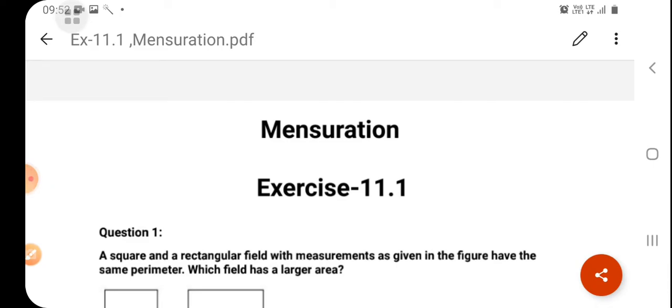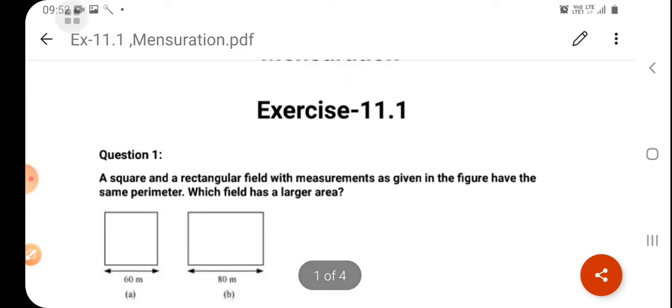Our 11th chapter is based on mensuration. Mensuration means measurement of the different areas and volumes of figures like squares, rectangles, trapezium. So we have to apply the formulas and find the areas and volumes in this chapter.